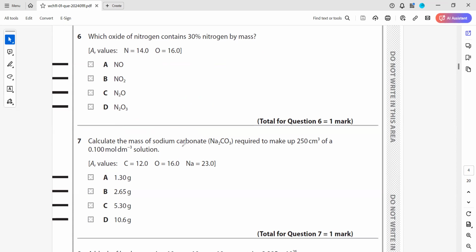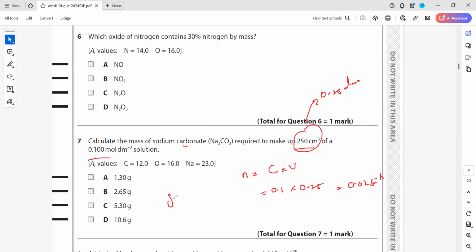Calculate the mass of sodium carbonate that is required to make 250 cm cube solution of concentration 0.1. So first we have the volume. It will be 0.25 decimeter cube, and we have the concentration. So first we find the moles. Moles is concentration into volume. Concentration is 0.1 and the volume is 0.25. So it will be 0.025. This will give us the moles of sodium carbonate.